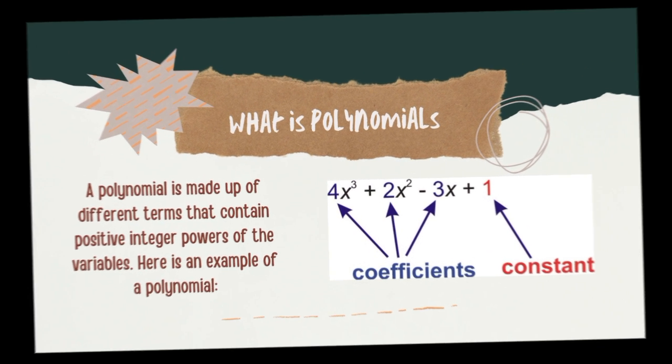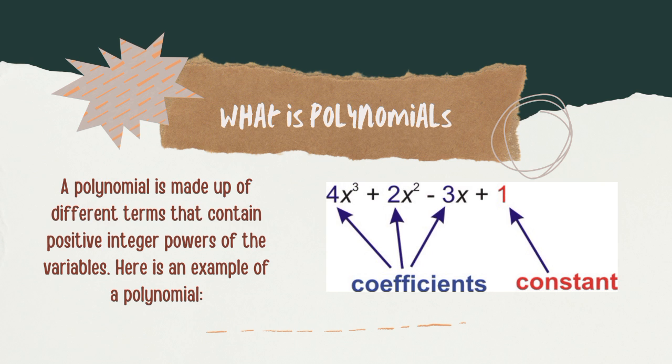So what is a polynomial? A polynomial is made up of different terms that contain positive integer powers of the variables. Here is an example of a polynomial: 4x cubed plus 2x squared minus 3x plus 1. So 4, 2, and 3 are called coefficients, and 1 is called a constant, without the variable, and the cube and the squared are called powers of the variables. Take note that if the power is negative, then it cannot be called a polynomial.